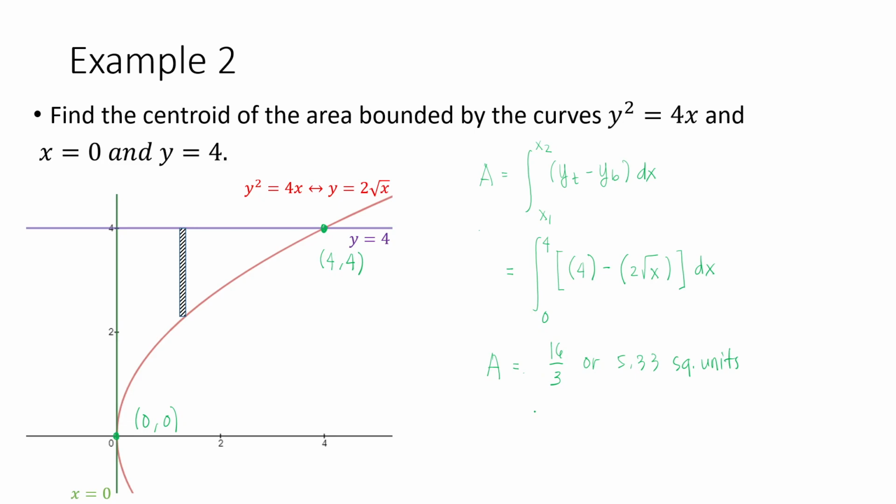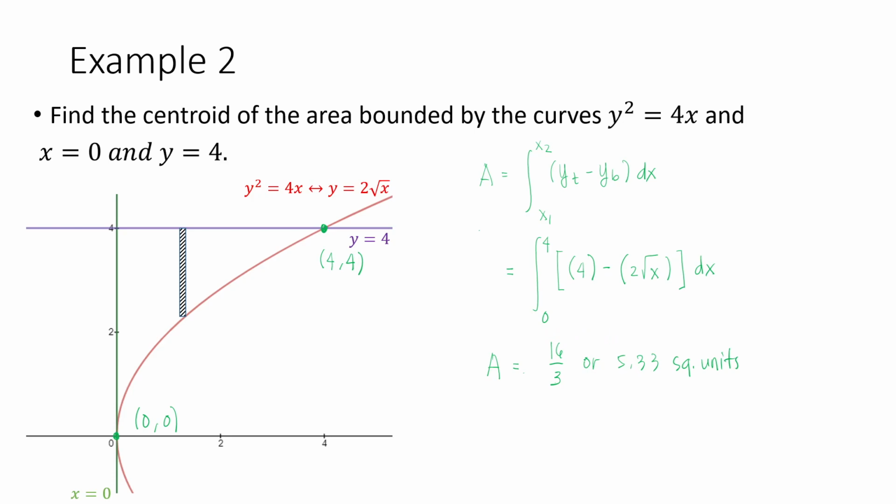Because since I'm going to incorporate the value of the area in the main formula, I want the exact value, not the rounded off one. So that's why I prefer it to be 16 over 3. But if it's the final answer, the decimal is okay. But again, since I'm going to incorporate the area in the main formula, I prefer to plug in 16 over 3 compared to 5.33.